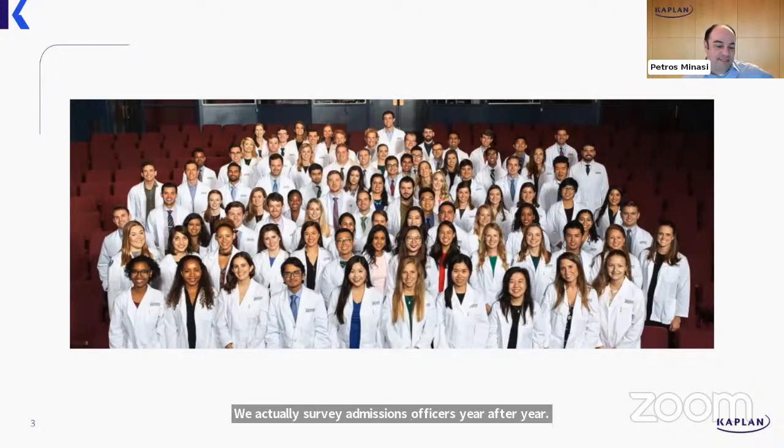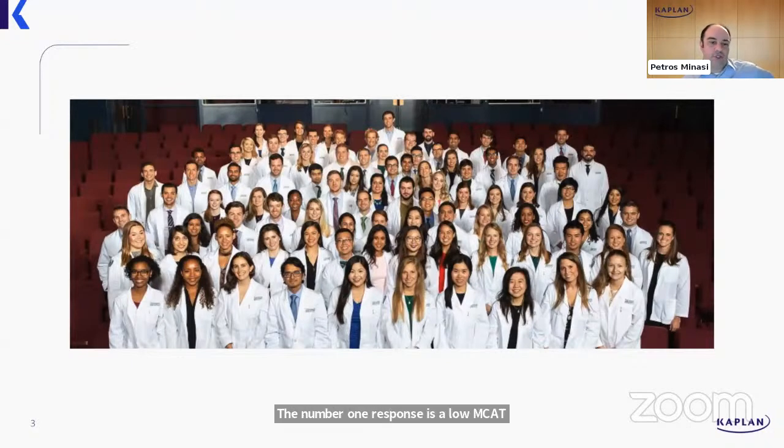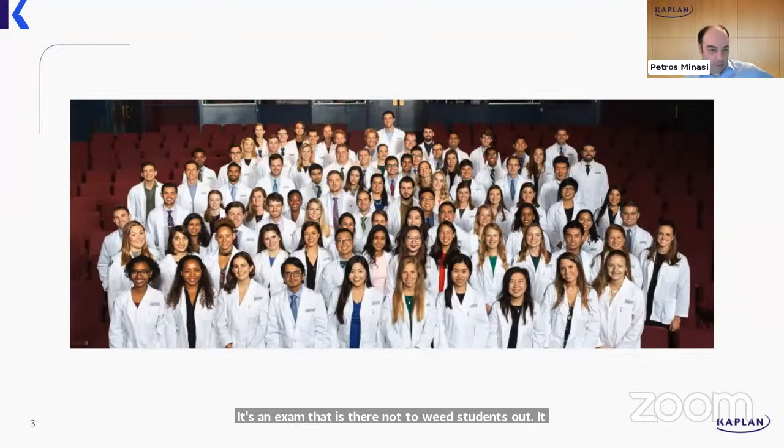It's an exam that is there not to weed students out. It is an exam that's there to gauge your potential for performance in medical school. So not whether or not you're going to make a great doctor, not whether or not you're a great person or a nice person or a mean person. It's there to see what your potential is going to look like as far as undertaking medical school curriculum, which is quite intense, right?